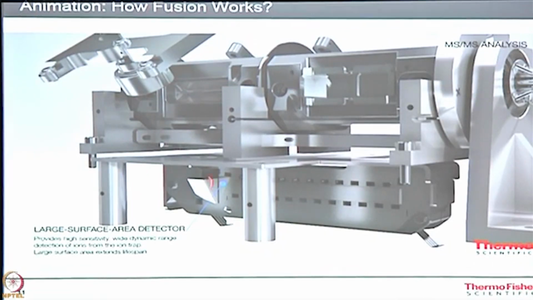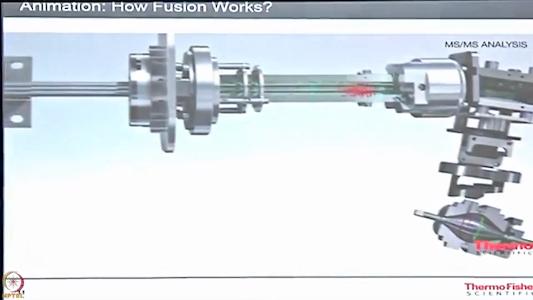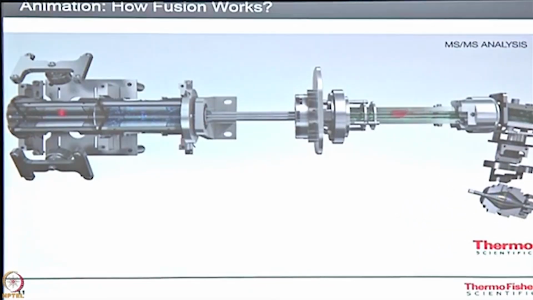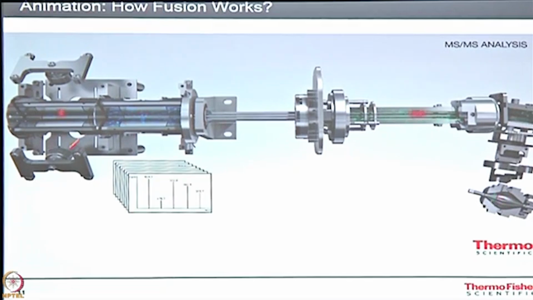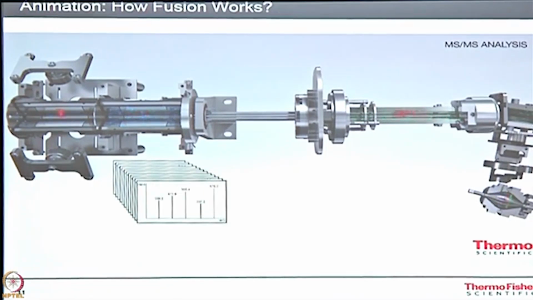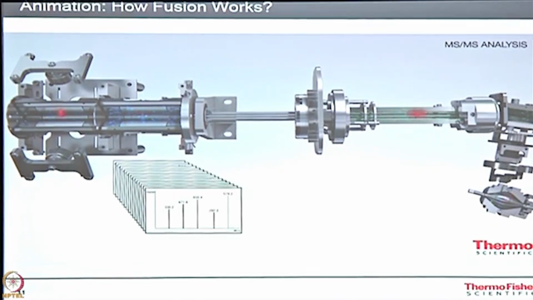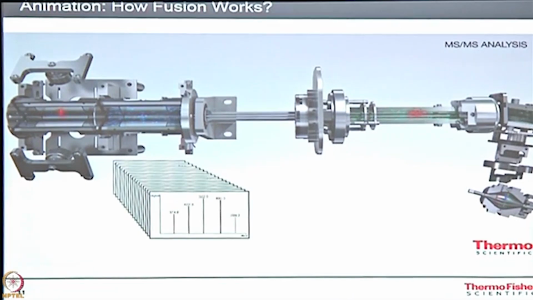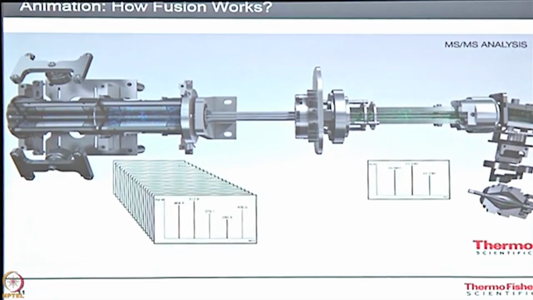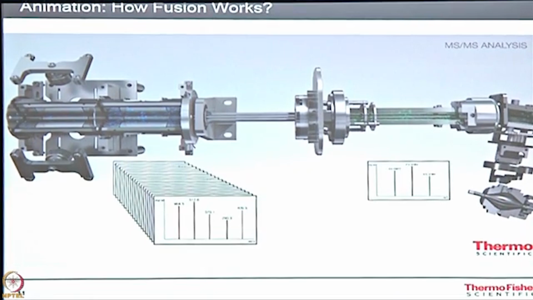Okay, so it is detected here with the large surface area detector. It's a very parallel process, basically going on in parallel. When the MS1 scan is going on here, at the same time the MSMS is going on simultaneously. So both detectors are working in parallel. From one MS scan, it can do 20 MSMS. It can select 20 peaks from one MS scan and do MSMS of those 20.